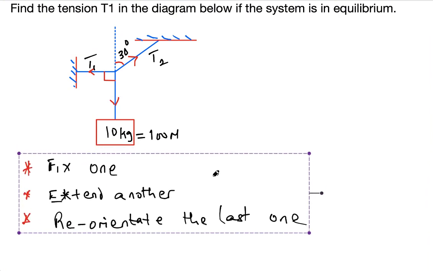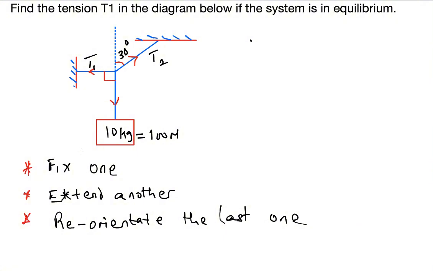This is the rule to turn this into a triangle, and I've explained it in my previous videos, but I'm going to re-explain it now. The first thing is to fix one. Fixing one means leave it the way it is, and you fix the one associated with the angle. As you can see here, T2 is the one to fix because it's associated with the angle. So that one is done.